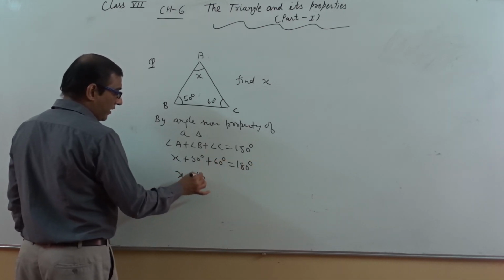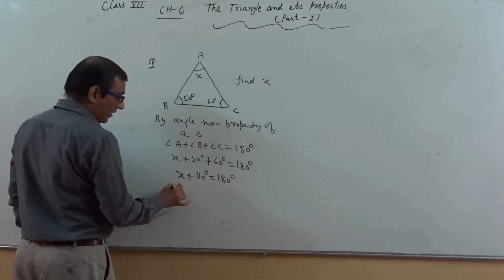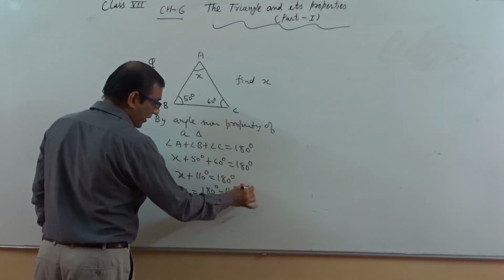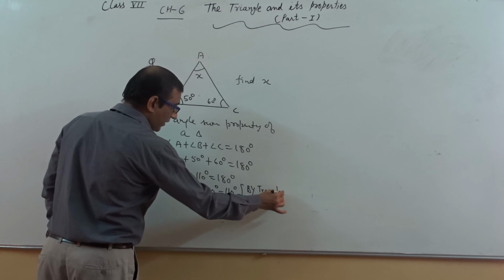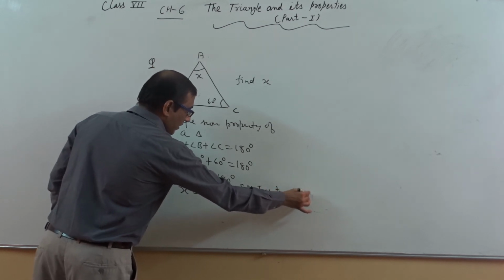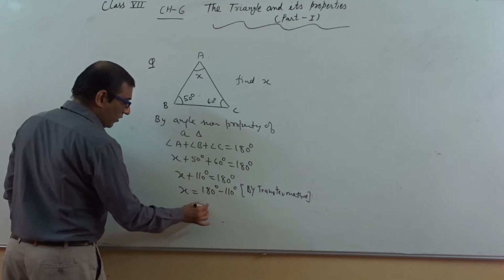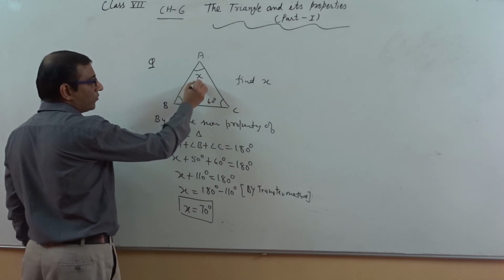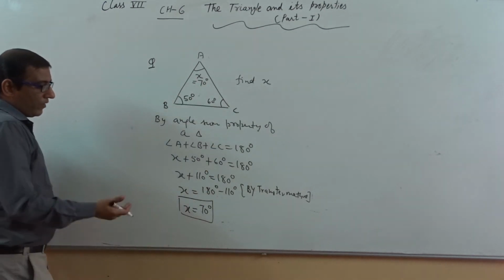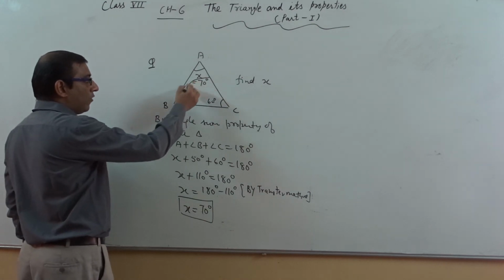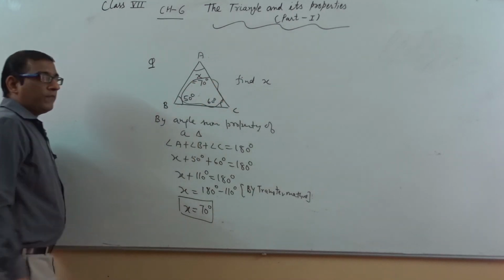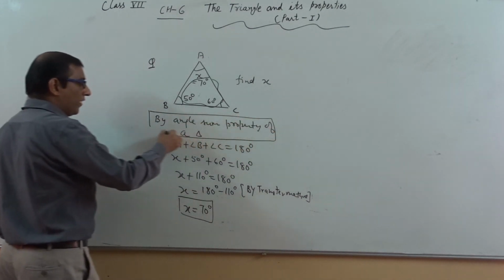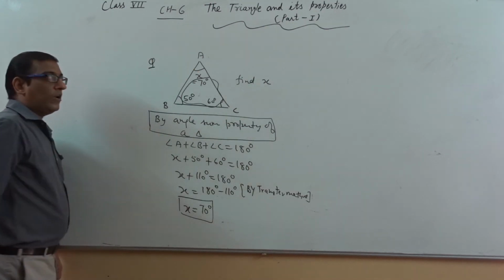X plus 110 degree equals 180 degree, and by the transfer method we can say it can be written as 180 degree minus 110 degree. We will mention here by transfer method. After this we can say X equals 70 degree. So if we solve such a type of question, we will easily get the value of X. So X equals 70 degree. And if you want to cross verify our answer, whether your answer is correct or not, we will again add all these angles. Their sum becomes again 180 degree. So with the help of this property, we will identify the value of such an unknown angle.